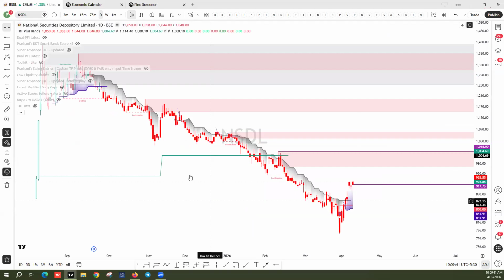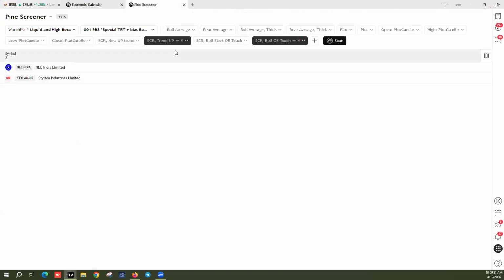If I have to check every day, what I will do is screen which stocks have turned to green color today. That is this SCR new uptrend. It will give me a stock list which has turned to green today.